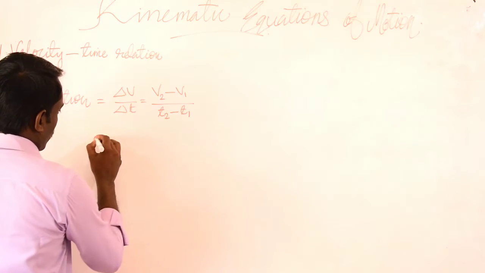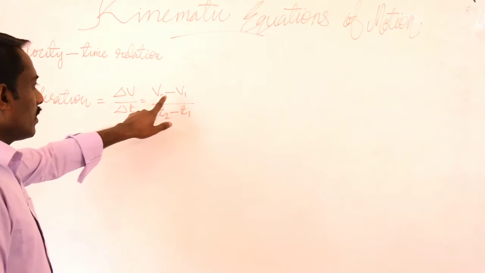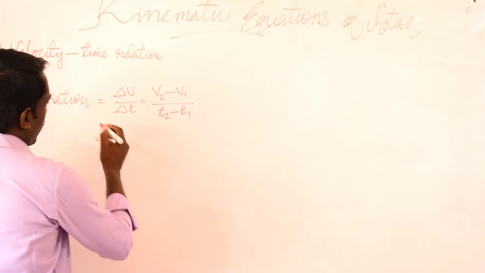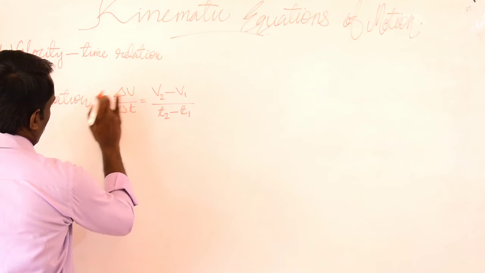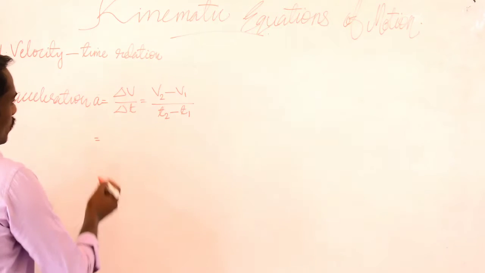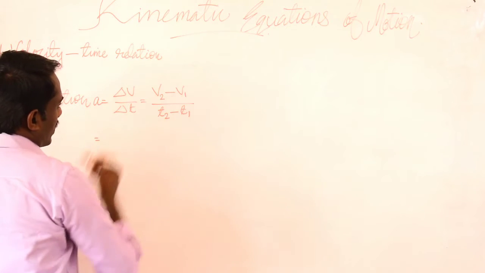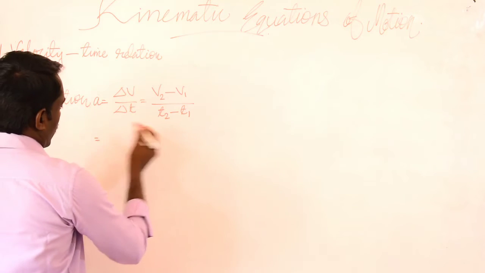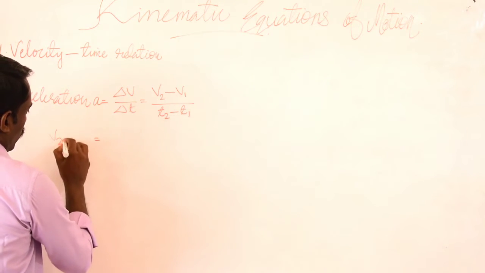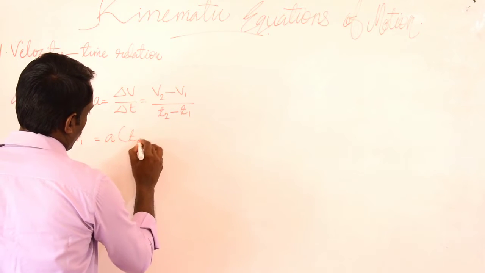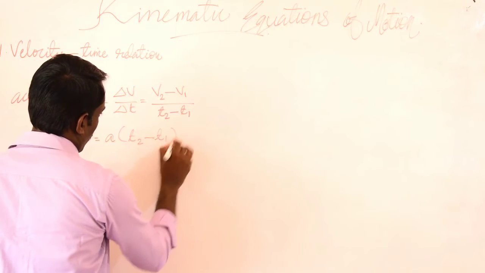So we can write a is equal to (v2 minus v1) divided by (t2 minus t1), where v2 minus v1 is the change in velocity, and the change in velocity we can write as v2 minus v1 equals a into (t2 minus t1).